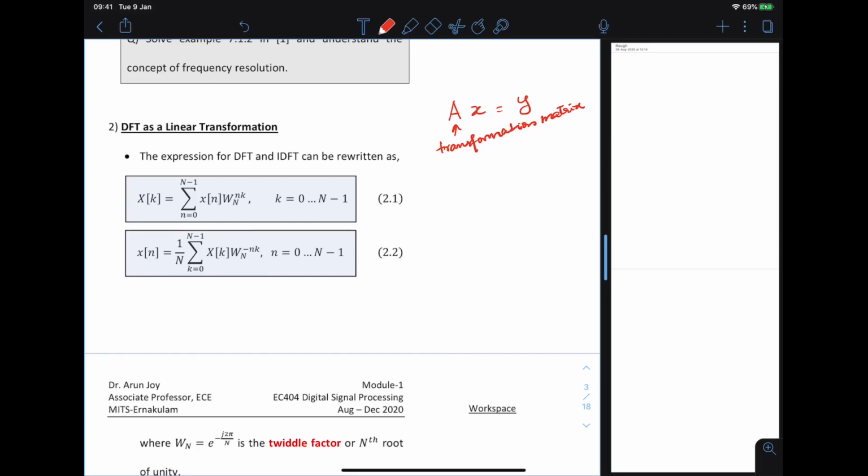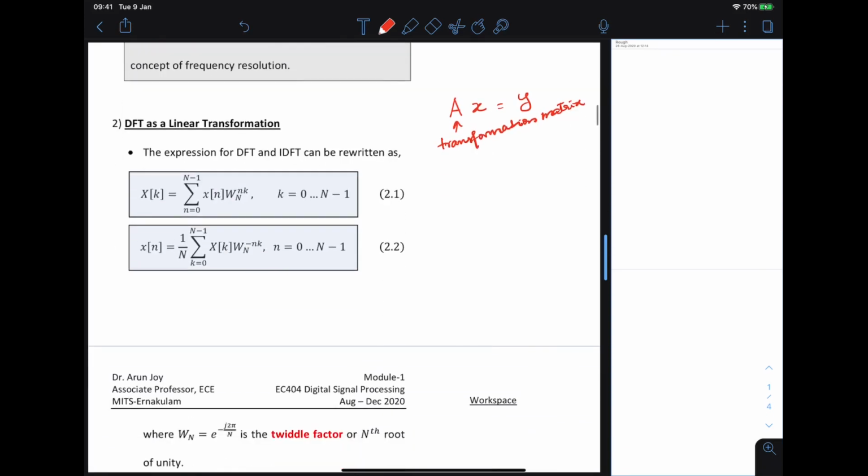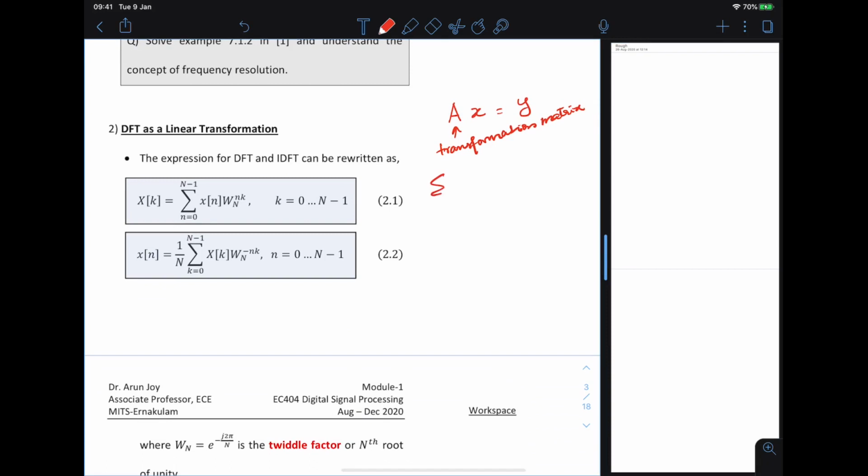So we had learned the expression for DFT and IDFT as summation of some terms. Now we are converting that into an easier way of solving it, that is using matrix multiplications. So we'll see how that is being done. We have just converted the actual expression for DFT, that is, the actual expression for DFT was summation x of n e raised to minus j 2 pi nk by n.